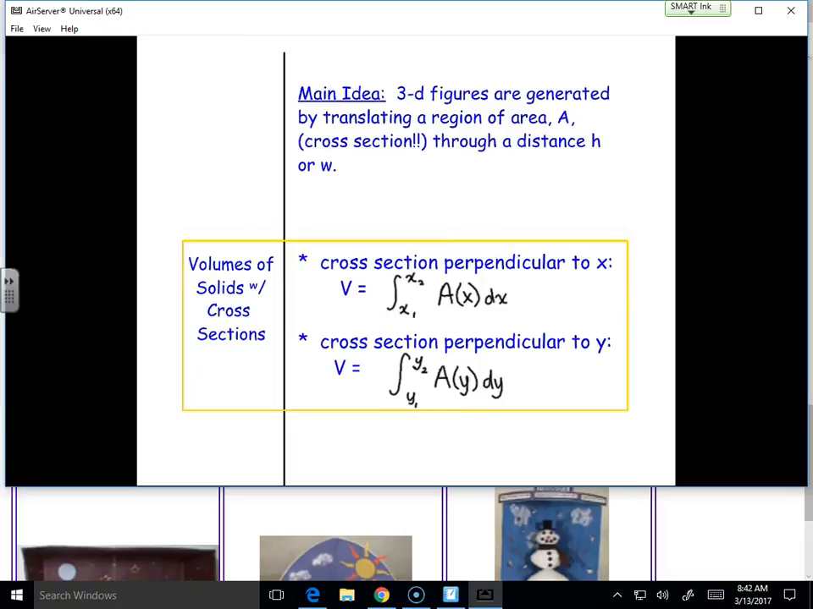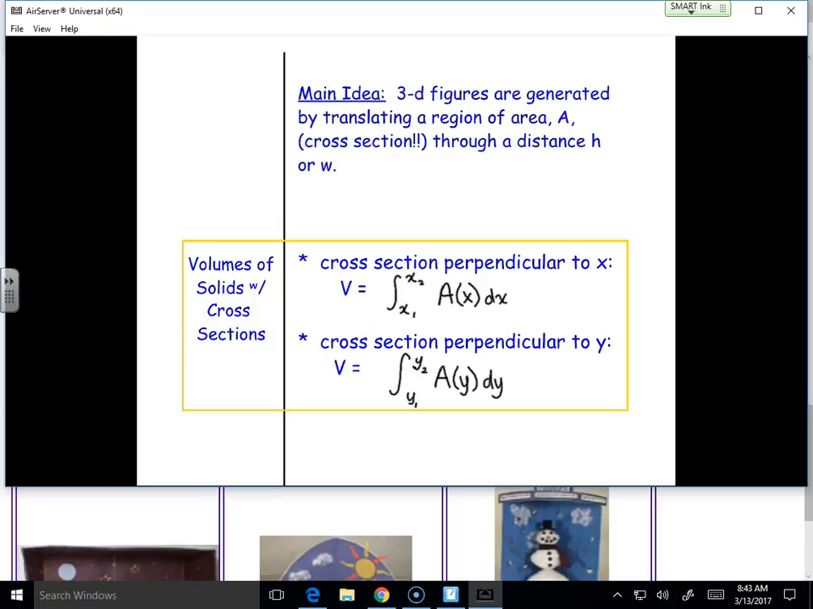So we've already talked about the main idea. I don't know if you guys necessarily need to write it again, but we can find the volume of a three-dimensional figure by accumulating its cross-sections. And that's going to look like, in an integral, that volume will equal, if it's in terms of x, the integral from bounds x1 to x2, and we're going to use an area formula.